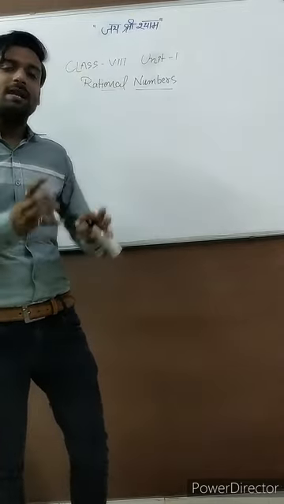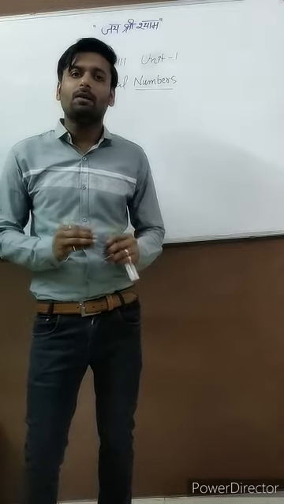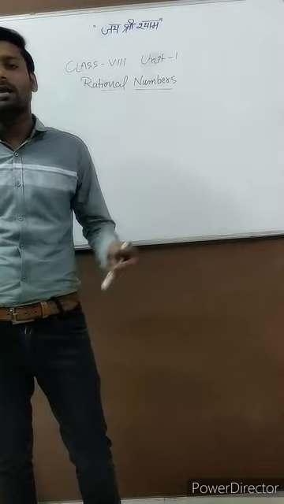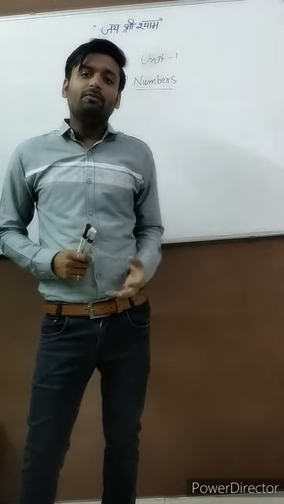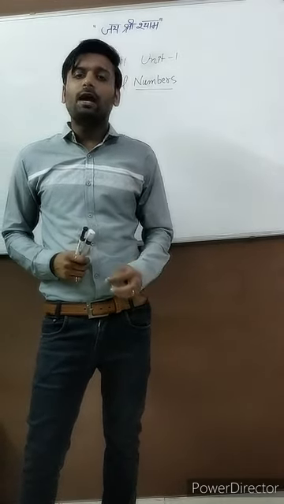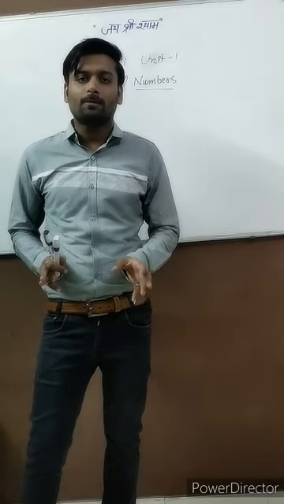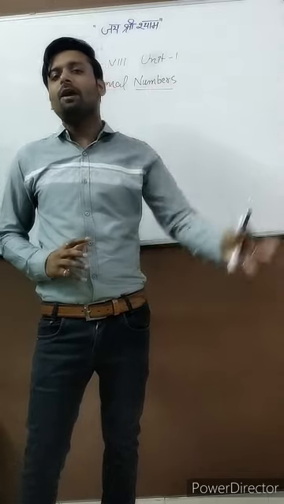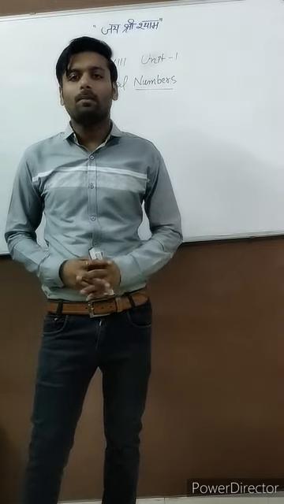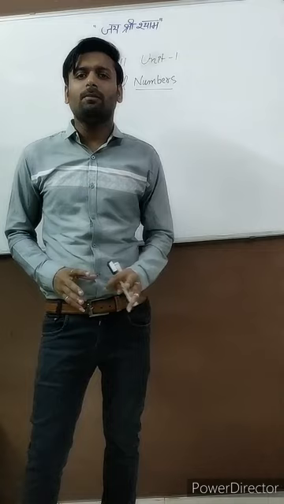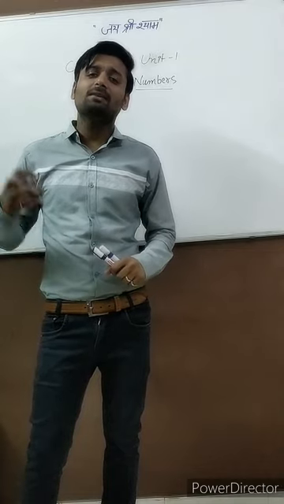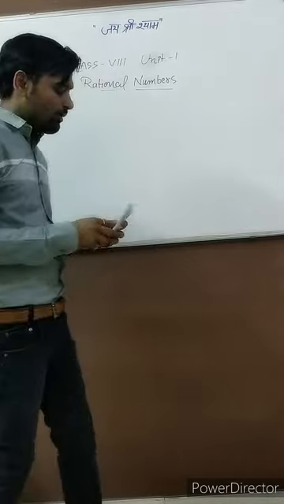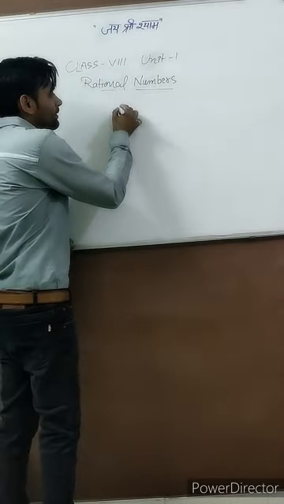First we discussed the natural numbers. What are the natural numbers? The numbers 1, 2, 3 and so on are all the natural numbers. After that we include 0 in it and call them whole numbers. The numbers from 0 to infinity are all the whole numbers. These are all positive numbers, and after that we add some negative numbers and we call them integers.